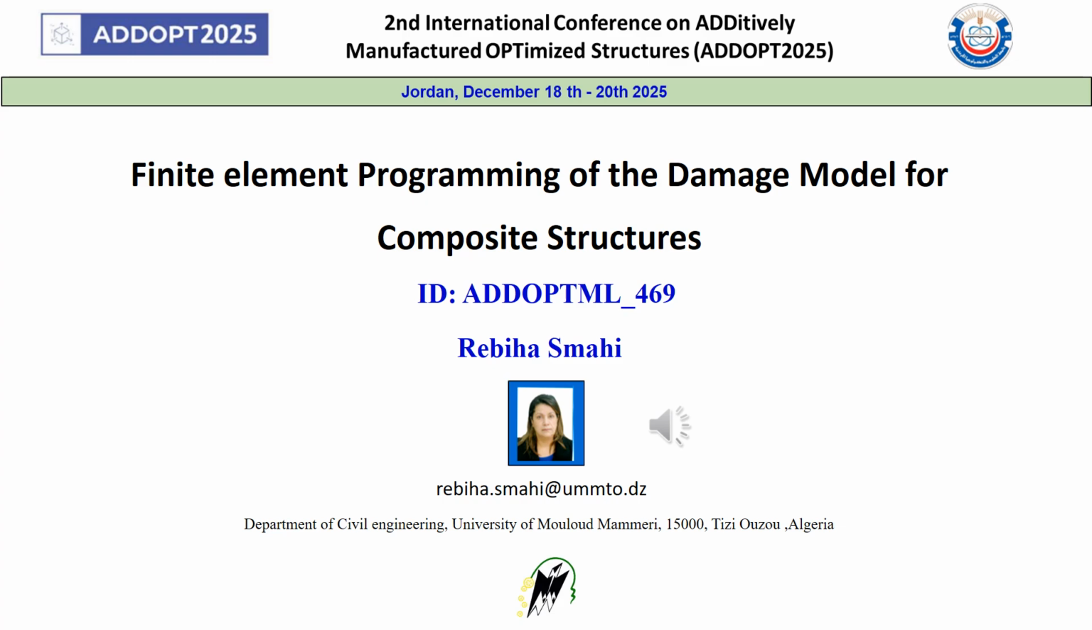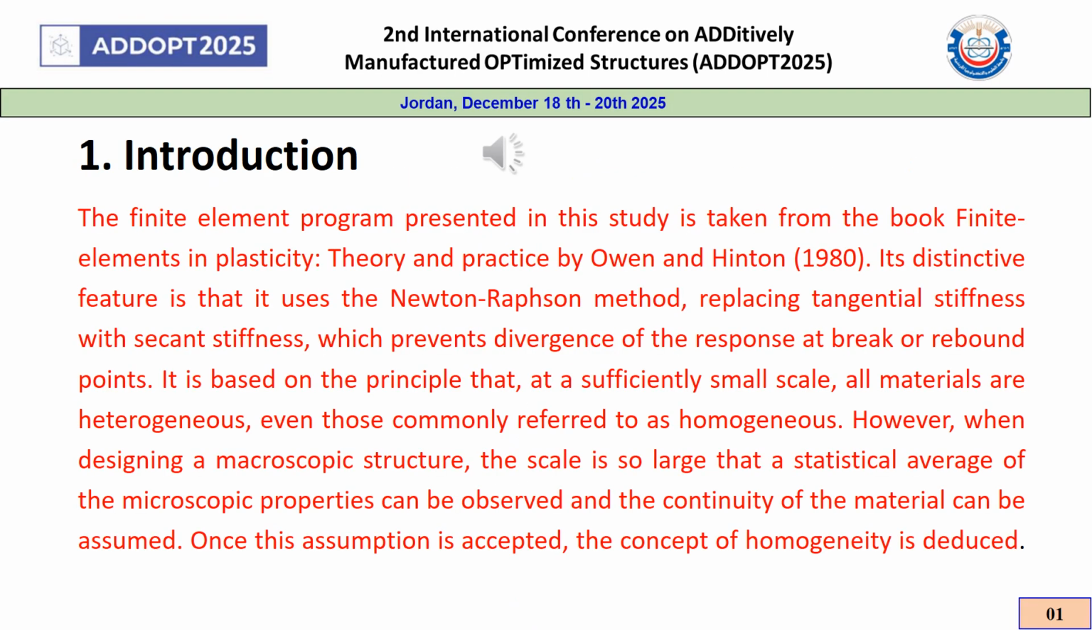Hello everyone. We are honored to present this modest research paper entitled Finite Element Programming of the Damage Model for Composite Structures. The finite element program presented in the study is taken from the book Finite Elements in Plasticity, Theory and Practice by Owen and Hinton. Its distinctive feature is that it uses the Newton-Raphson method, replacing tangential stiffness with secant stiffness, which prevents divergence of the response at break or rebound points.